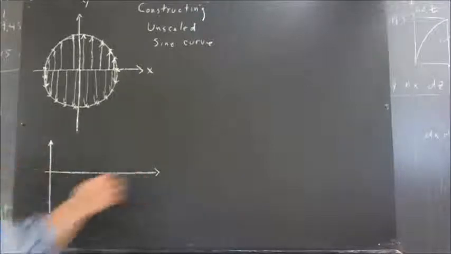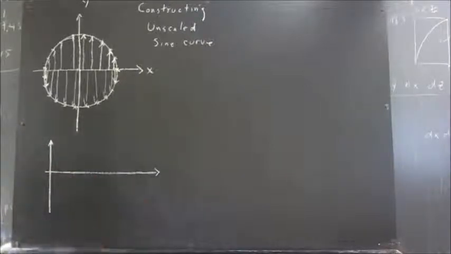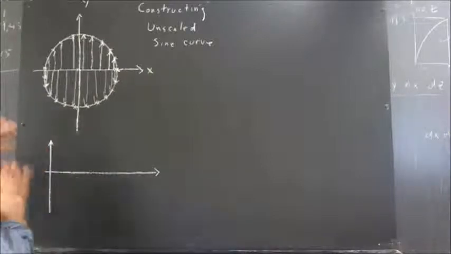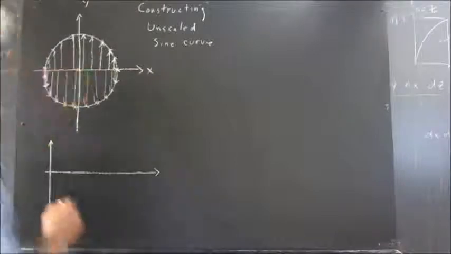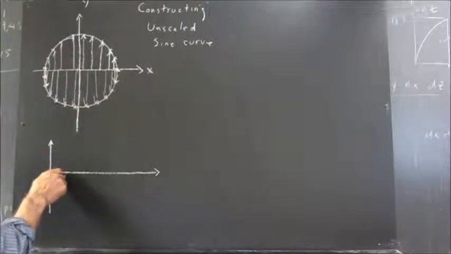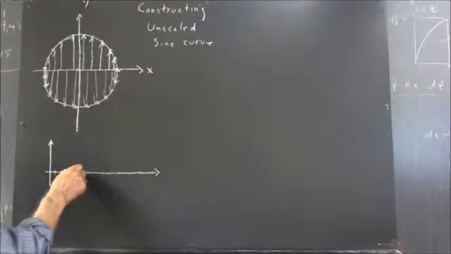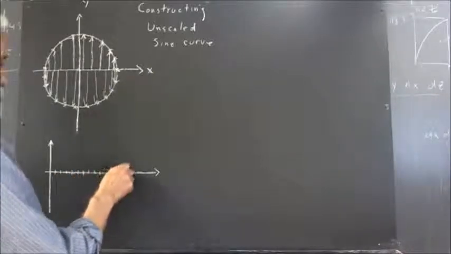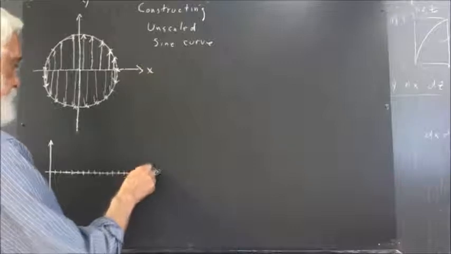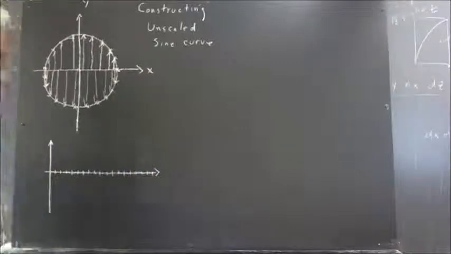And now, what I want to do is create a graph. I want my horizontal axis to be marked off with an equal number of points. So I'm going to do that. Points should be equally spaced. Don't know if I managed that.